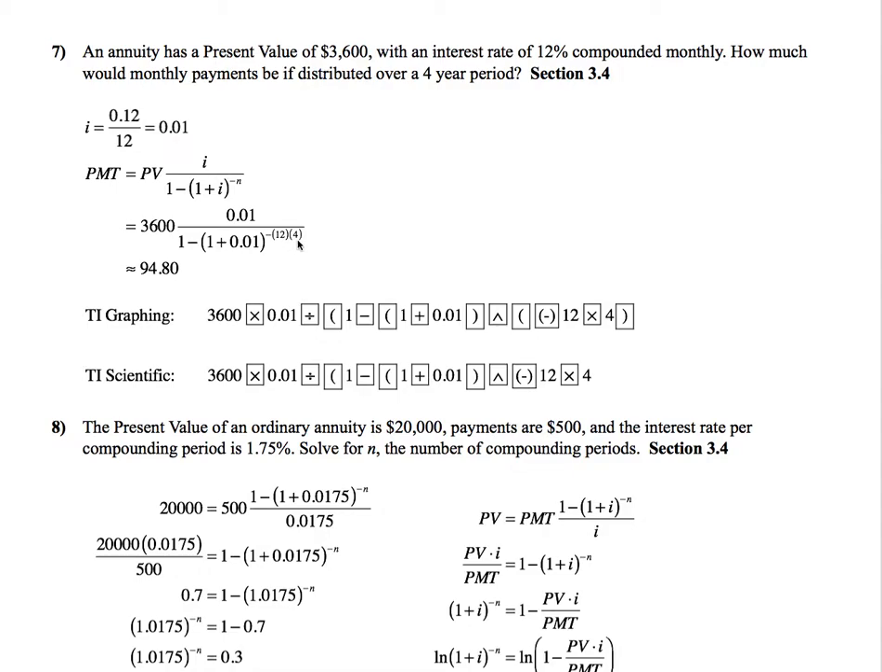And you could simplify your calculations by adding 1 and 0.01 in your head. It's very simple. This is just going to be 1.01, and multiplying 12 times 4, that's just 48, so that's simple too. And if you enter everything correctly, you'll get a payment amount of $94.80.